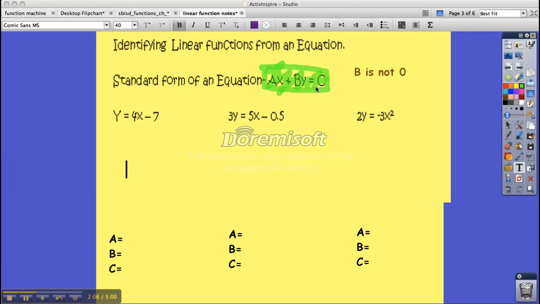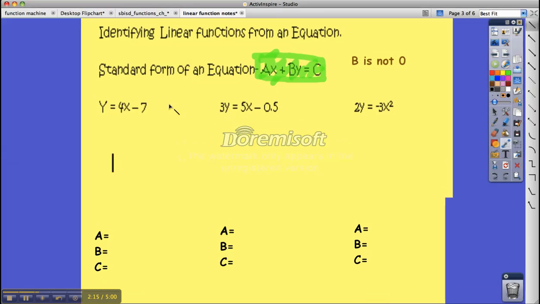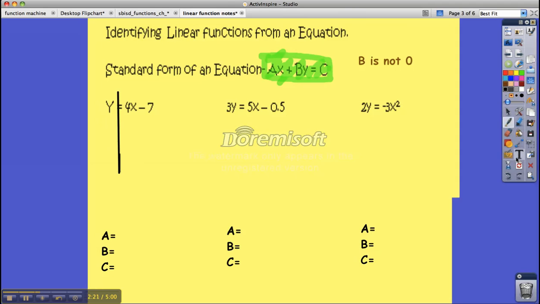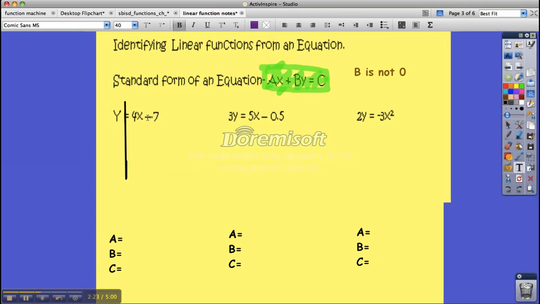So if I can write my equation in this standard form, then it is linear, as long as b is not 0, and we can determine what a, b, and c are. So we're going to go ahead and change these. These are not in linear form. We're going to change them into linear form. So I'm going to draw my equal sign. How do I change 4x minus 7 equals y into this form?